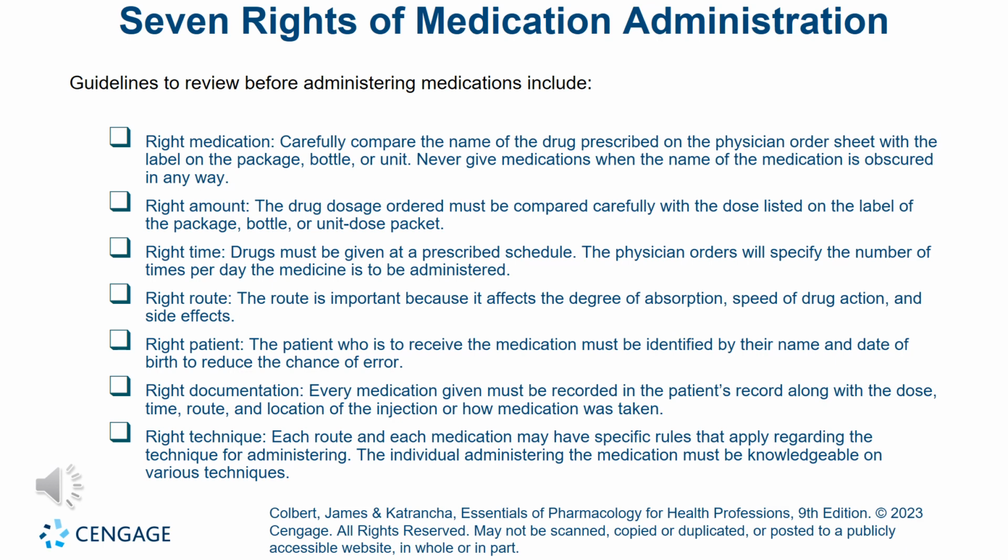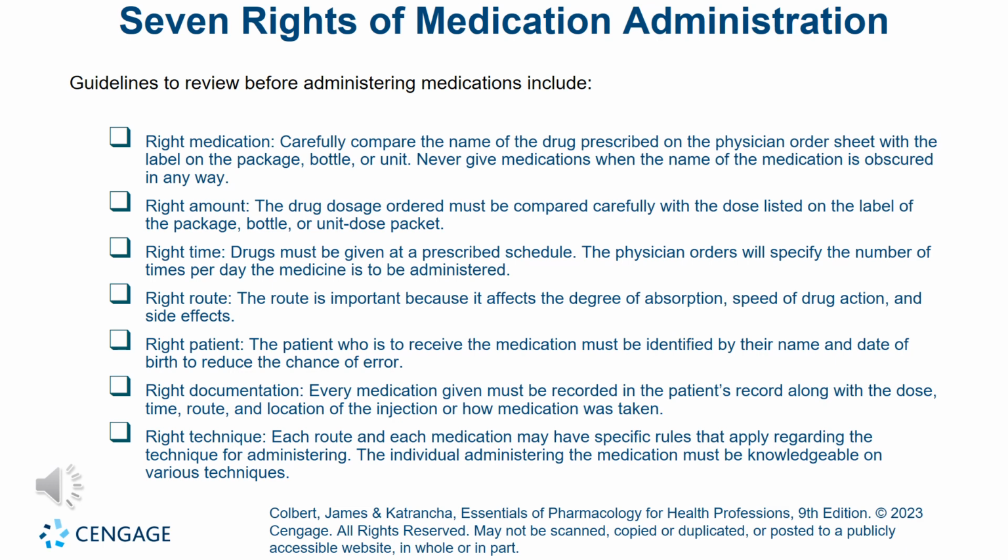The right amount. Drug dosage ordered must be compared carefully with the dose listed on the label of the package, bottle, or unit dose package. Right time. Drugs must be given at a prescribed schedule. The physician will order and specify the number of times per day that the medicine is to be administered.